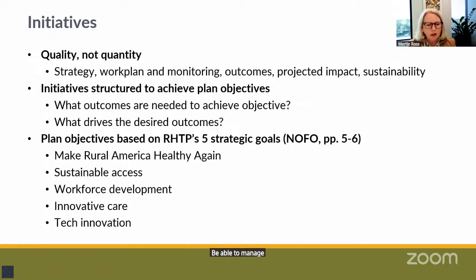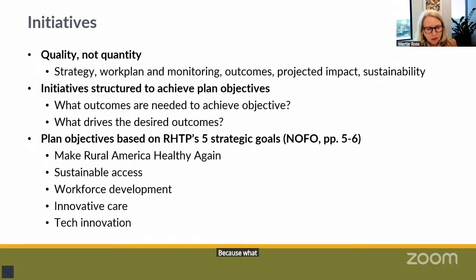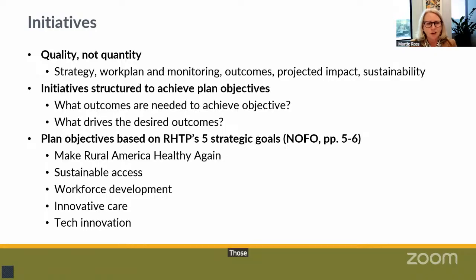manage their own health. So keep in mind, as we go through this process, those 5 objectives, because what we want to build are initiatives around those objectives that CMS has identified. And as we look at those objectives, let's think, what do we have? When do we know we've met the objective? So what are going to be our outcomes? And then what's going to drive us there? What are going to be the projects that are the component parts of this broader initiative, those component parts that are going to deliver those outcomes that we're looking to see.